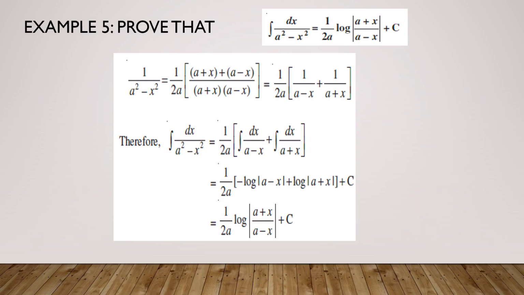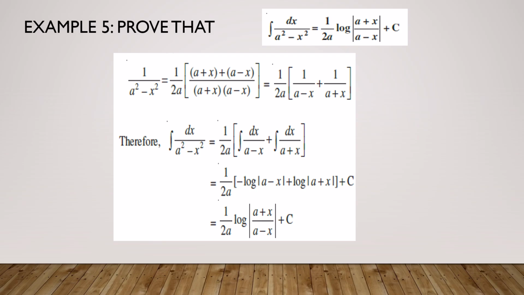Now from the set of formulas we have just seen, let us prove one of them. Let us prove integral of dx upon a square minus x square is 1 upon 2a log mod a plus x upon a minus x plus c. Now what you do is, the denominator is a square minus x square, which is a plus x into a minus x. Multiply and divide by 2a. So outside it is 1 upon 2a. In the numerator, 2a can be written as a plus x plus a minus x.